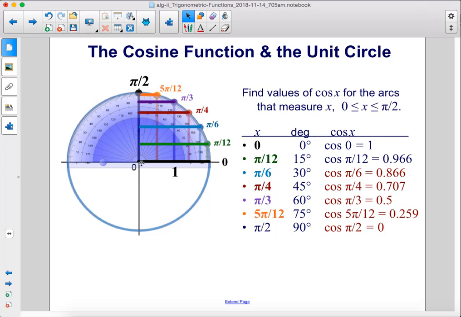At pi over 3, which is 60 degrees, we have a cosine value of 0.5, and that is this purple line here. And at 5 pi over 12 up here, we have this orange line, and that is a 75-degree angle, and the cosine value is 0.259. And finally, right here, where the sine value is 1, the cosine value is 0.